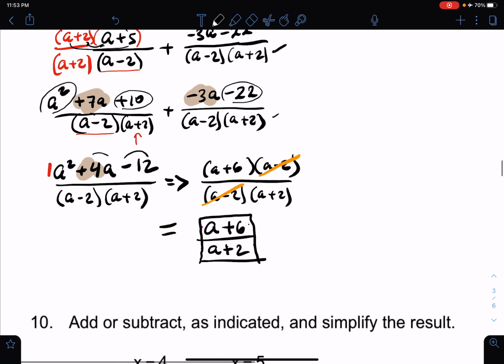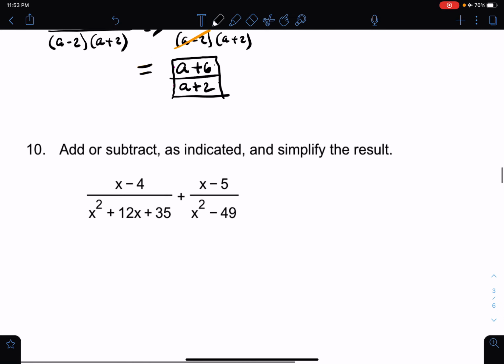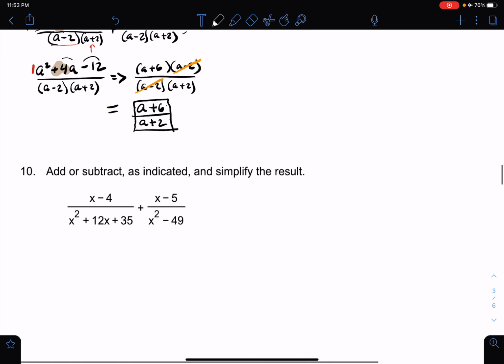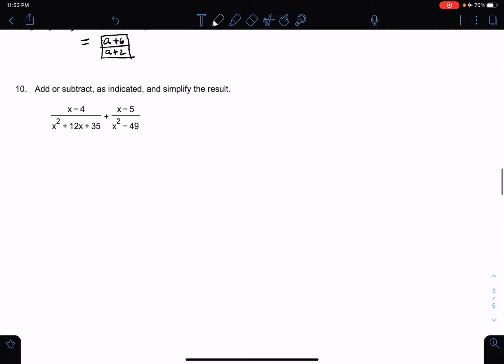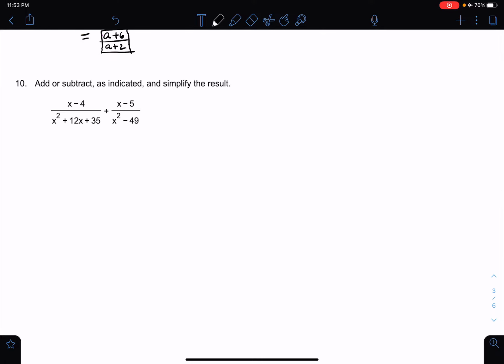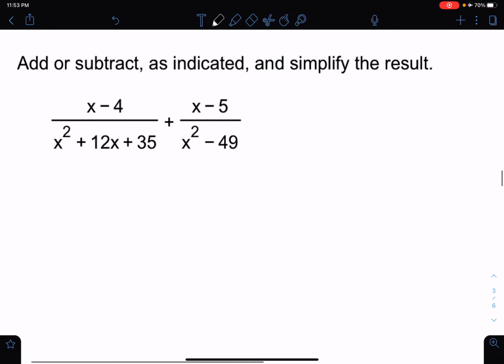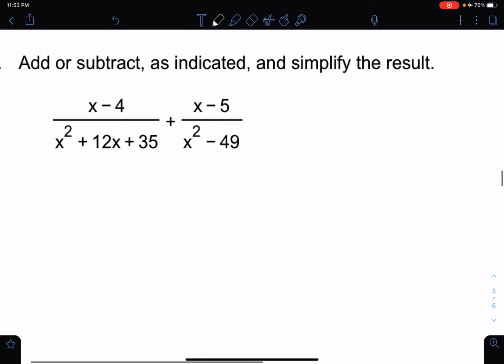All right, let's move on to the next problem, number 10. Add or subtract as indicated, then simplify the result. Notice I'm giving a lot more space here because this stuff takes more space. I'm going to zoom in though. Let's do some factoring so we could figure out what the LCD is, and we could start maybe getting a little quicker. What multiplies to 35 and adds to 12?